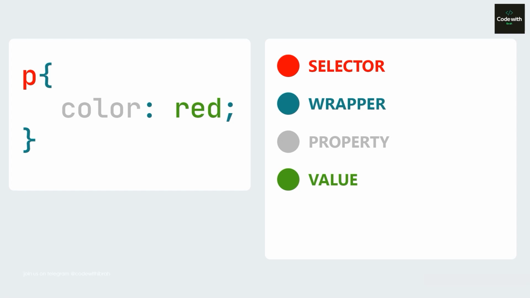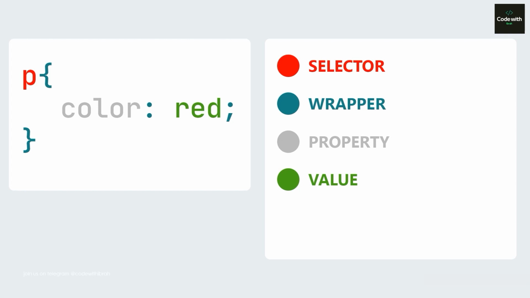Okay, so you see that I have P, and then I have curly braces, and then I have color, and then I've given the color a value of red. Okay, so this is how the explanation goes. The P that you are seeing is what we call the selector. If you look at the right side, you will see that I have given the color codes, meaning this red is representing the selector, and the wrapper, in that order. So the P is the selector.